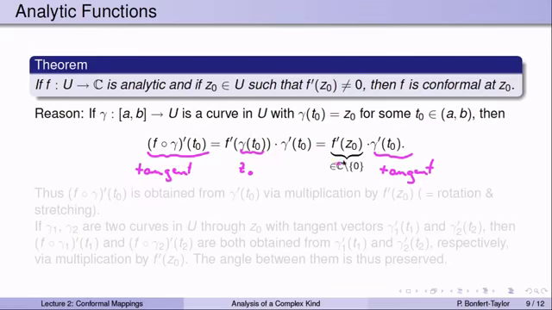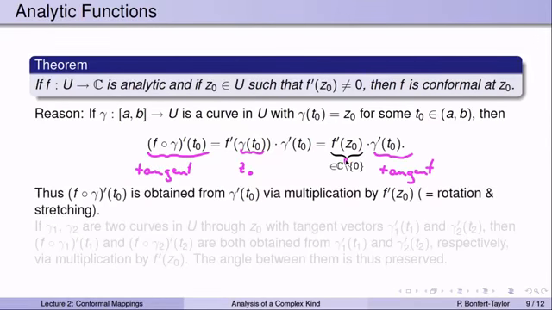They differ by being multiplied with f prime of z0, which by assumption is a non-zero number. What does it mean to be multiplied by a complex number? Multiplying by a complex number means we're rotating and possibly stretching. So the tangent vector to the original curve maybe gets rotated and possibly stretched. But it's rotated and stretched by this number f prime of z0.